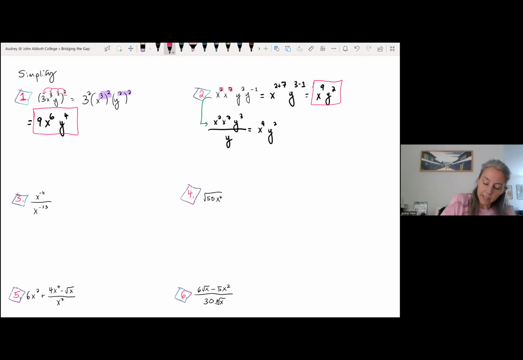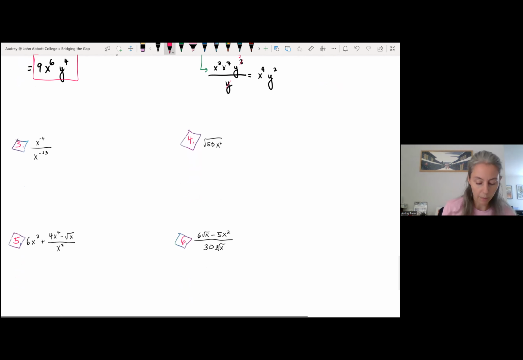We could also think of this as just canceling out one of those y's, which means that there are 2 y's left over in the top. So there are a few different ways that you could think about this. All of them will get you to the answer x to the 9th times y squared. All right, let's look at number 3.